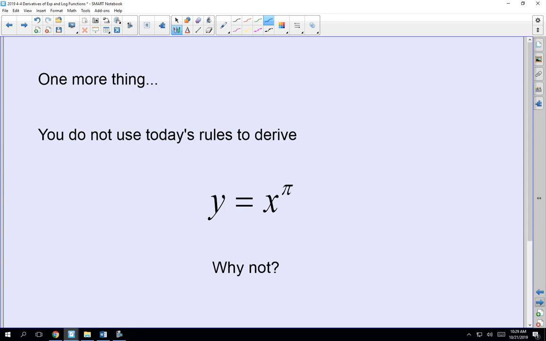One other thing, just to point out here, is you don't use today's rules to derive this guy, because once again, this is a variable power. But because this is a constant, and it is a real number, it's irrational but real, we can rewrite this as y prime equals, using the power rule, pi x to the pi minus 1. Just take the irrational number, subtract 1, and we can apply the power rule to that.